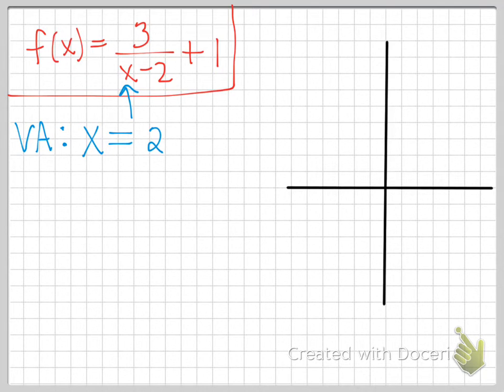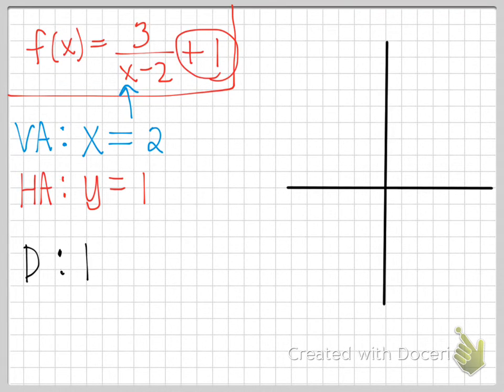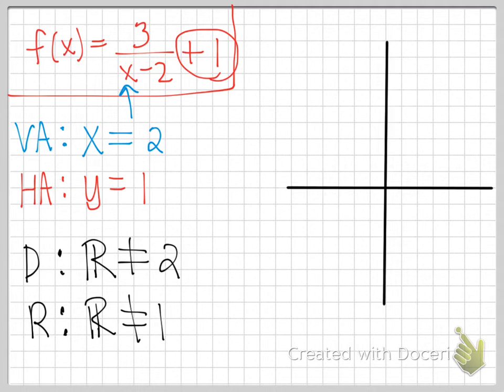The horizontal asymptote comes from the end of the function, this plus 1 at the end. So this is a y equals equation, so that's y equals 1. Remember, the domain and range is pretty easy here. The domain goes along with the vertical asymptote, so the domain is all real numbers except for 2, and the range is all real numbers except for 1.